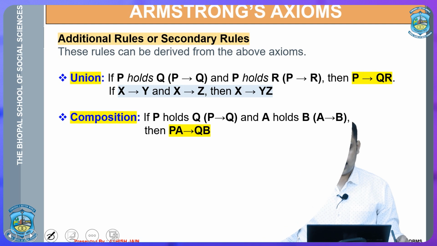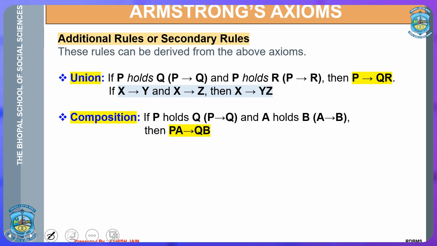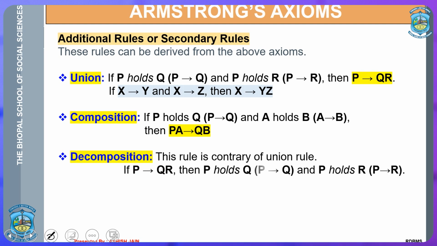Next we have composition. If we have P → Q and A → B, I can write it as PA → QB. The left hand side parts are combined together and the right hand side parts are combined together. So we have PA → QB. This is called composition. Next is decomposition.